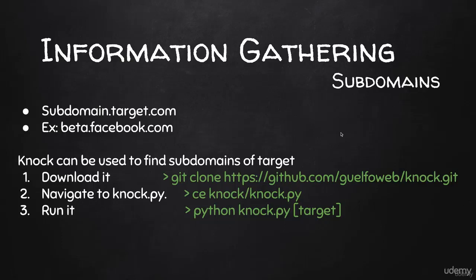In today's lecture, we're going to talk about subdomains. Subdomains, we've seen them everywhere. For example, they come in as subdomain.target.com. So for example, you'd have beta.facebook.com, mobile.facebook.com, or user.facebook.com. In Google, you have mail.google.com, which basically just takes you to Gmail.